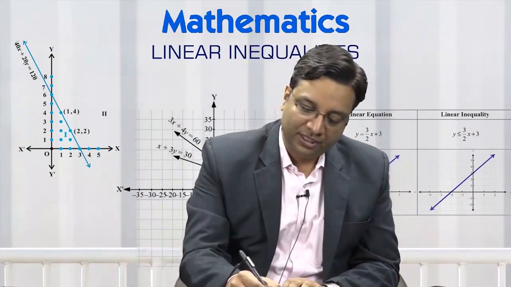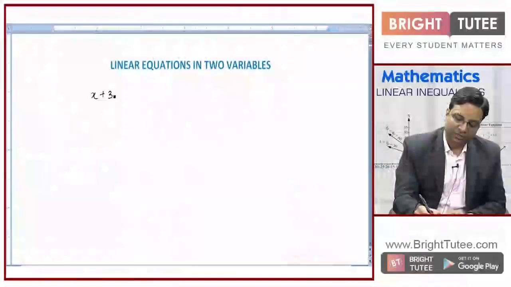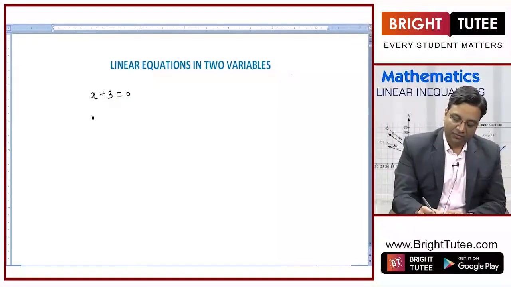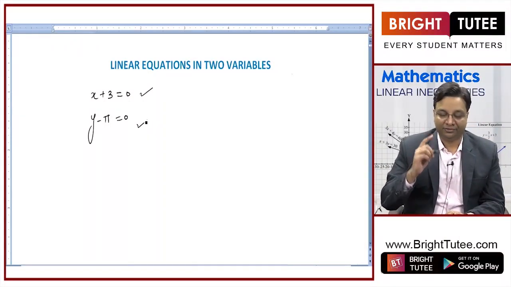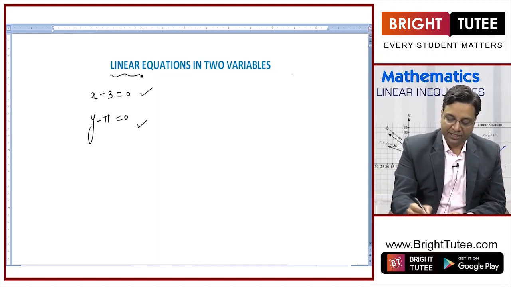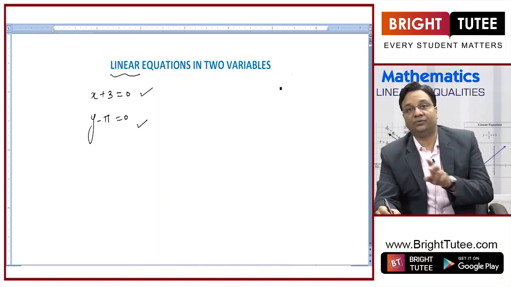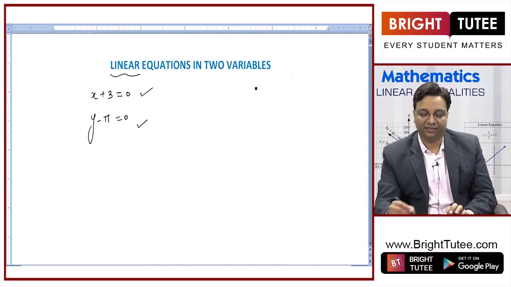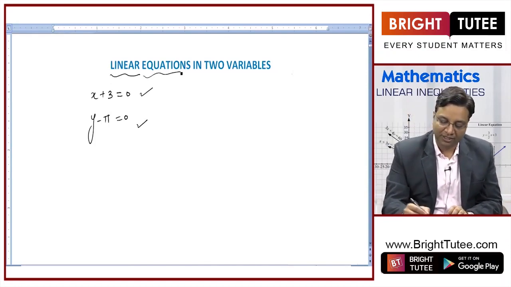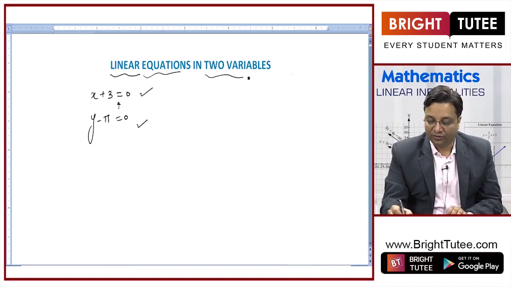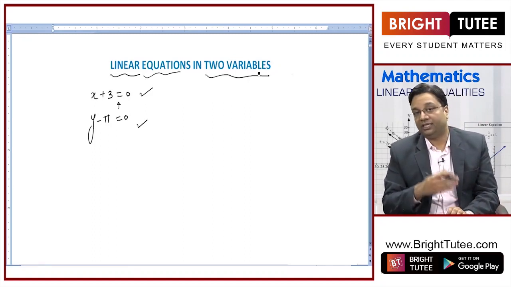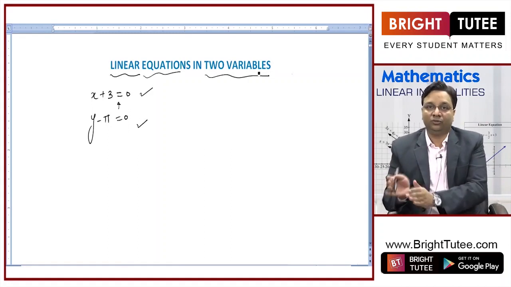So what were the linear equations in one variable? We studied about equations like this: x plus 3 equals 0, y minus pi equals 0. These are linear equations in one variable. Linear means you have got highest power of variable as 1, right? That is why linear. Equations, we have got a sign of equality in it, right? In two variables, we will study about linear equations in two variables.